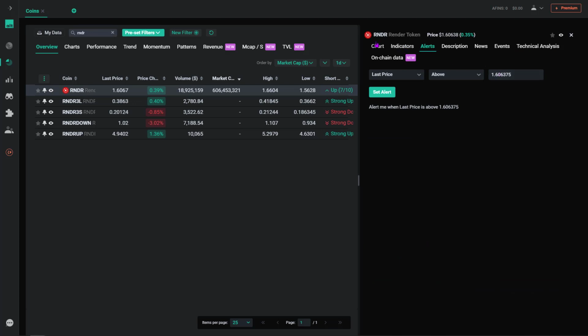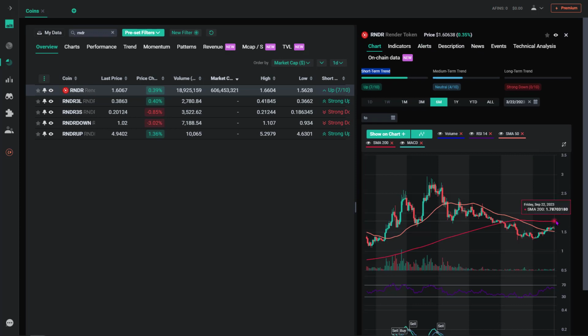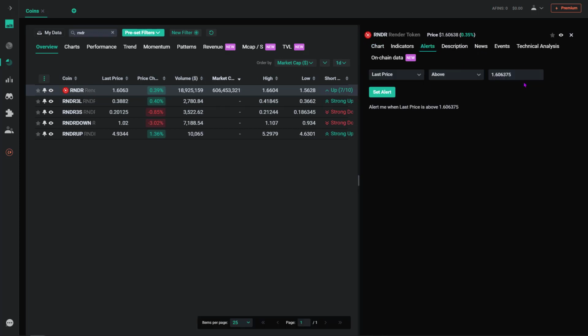Specifically, the 200-day moving average is where? The 200-day moving average is at $1.78. So let's just say alert me when the price is above $1.80. And this way I can stay on top of this situation as well.